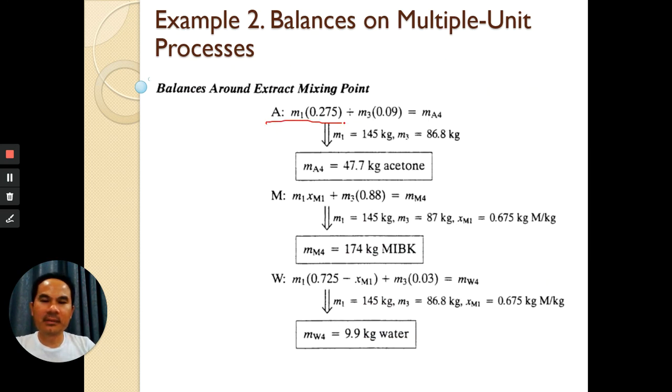This is for A. You know M1, you know M3, you can solve for MA4. You know M1, you know XM1, you know M3, you solve for M4. You know M1, you know XM1, you know M3, you can solve for MW4.